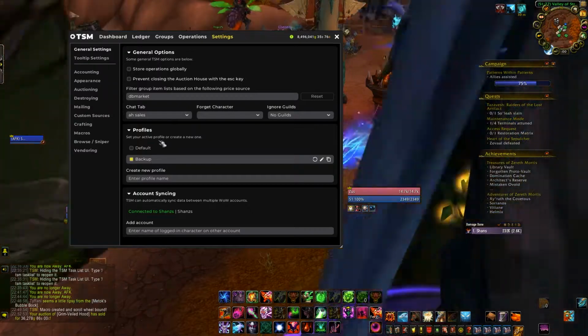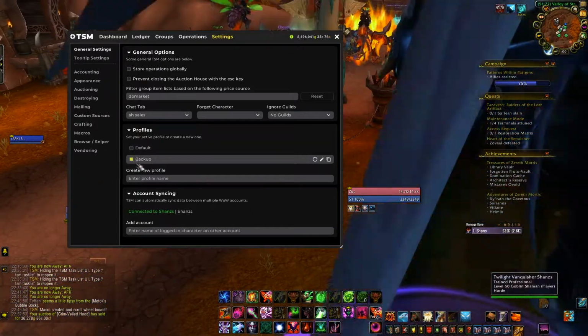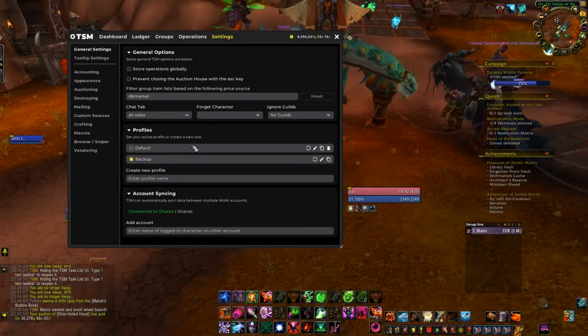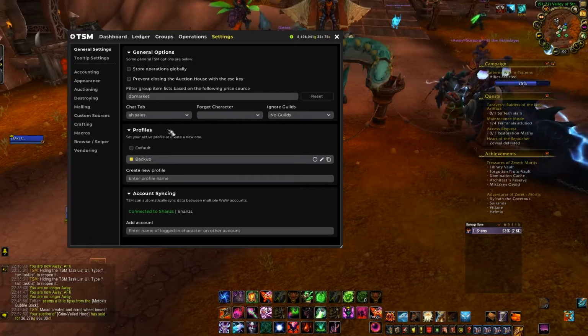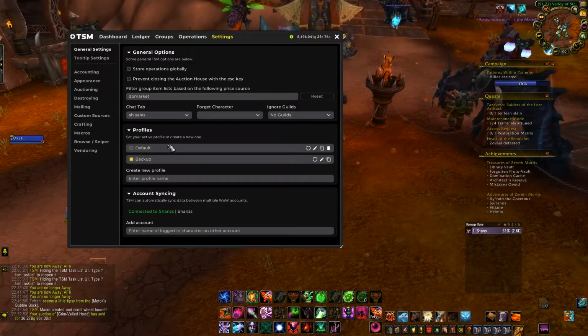And now the profiles, so you can have different profiles. I was concerned about something, so I made this one that says backup. I did not actually end up needing it, but that's why there's two. You can make more. So if you have multiple characters that you want to have different profiles, different operations, different groups on, you can certainly do that if you'd like to.